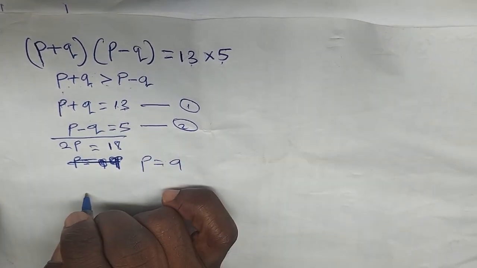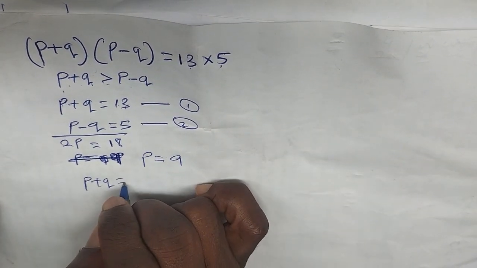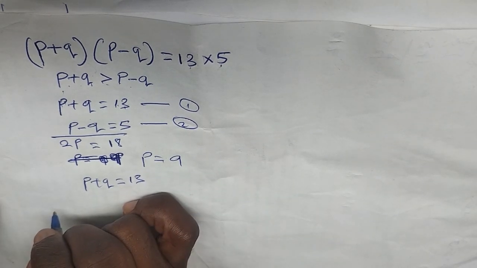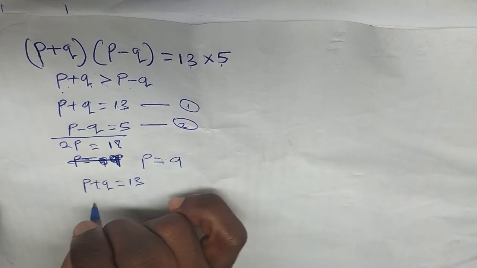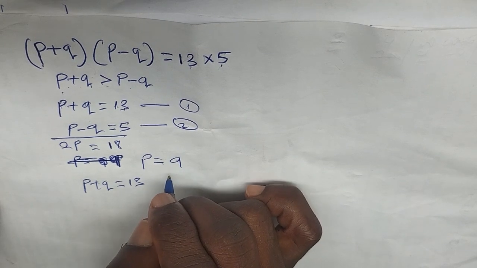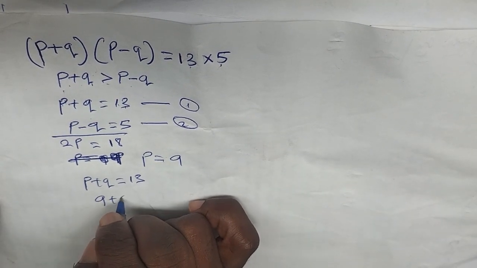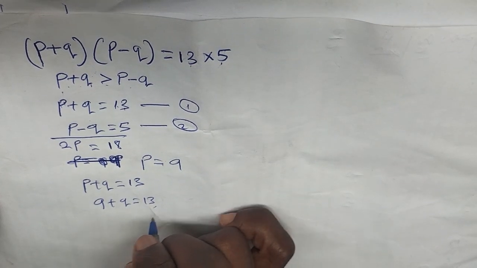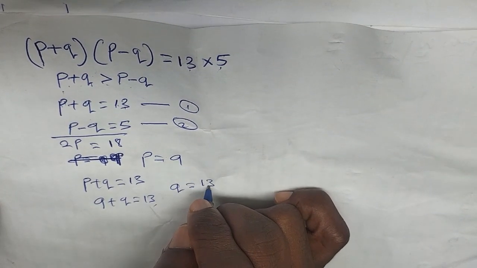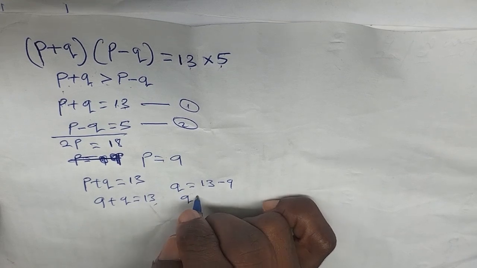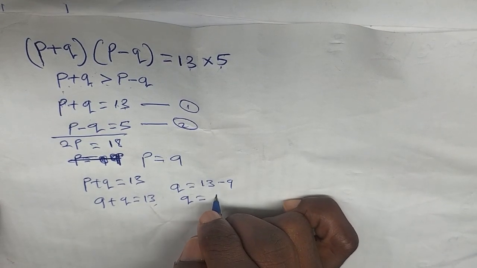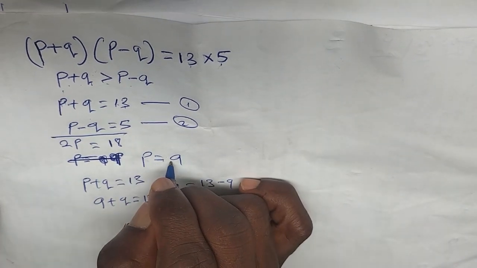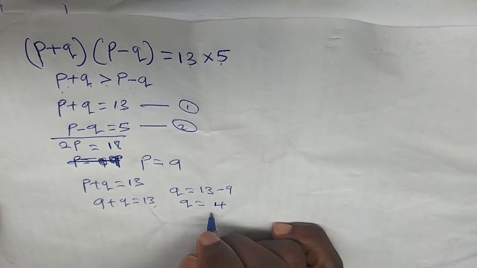Recall for my equation 1, p plus q is equal to 13. Since I've gotten p, I can substitute 9 in place of p. So I'm having 9 plus q is equal to 13. Making q the subject of the formula, q is now equal to 13 minus 9. So therefore my q is equal to 4.